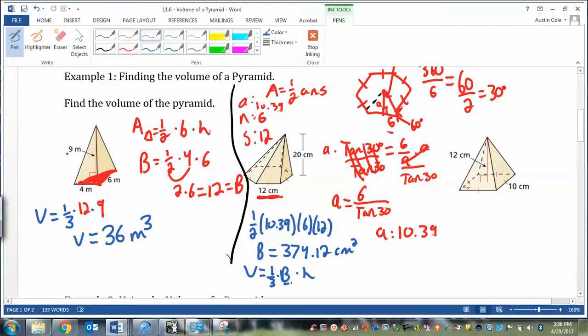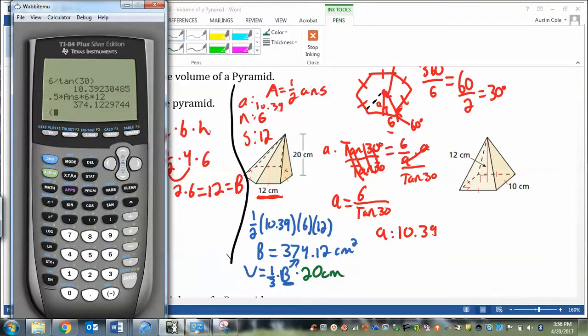We know the area of our base. That's that. We know the height too, right? That's that perpendicular line there. That perpendicular distance from the bottom to the top. That's 20 centimeters. Okay, so we want to take 1/3 of that area that we got times by 20.